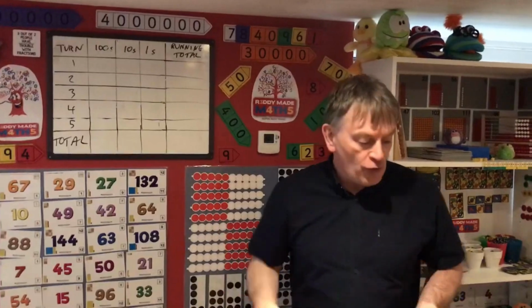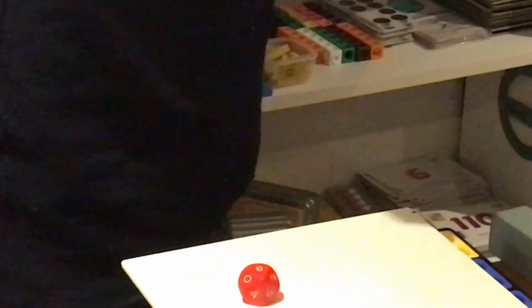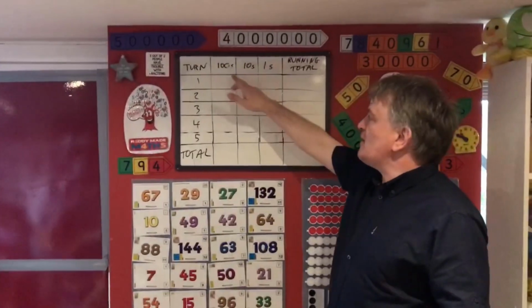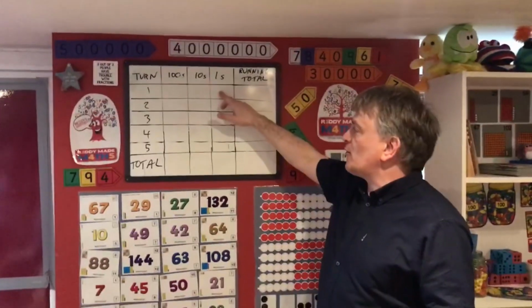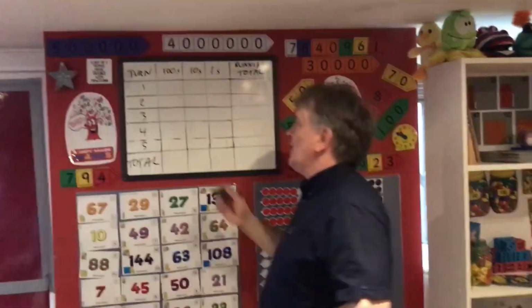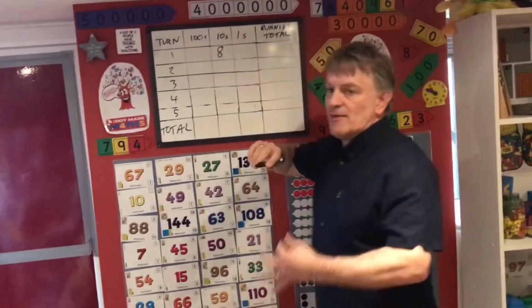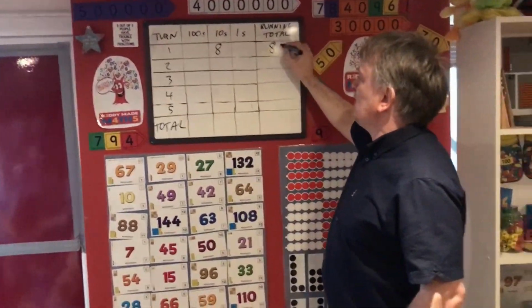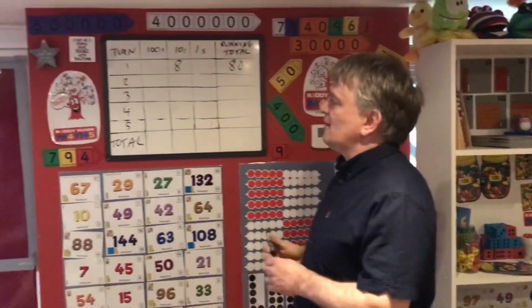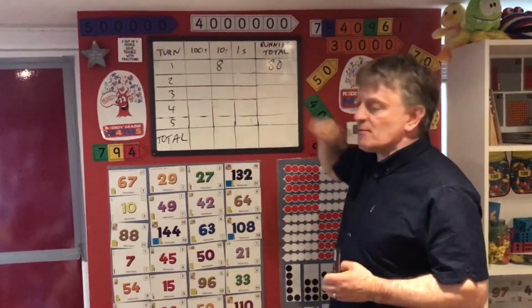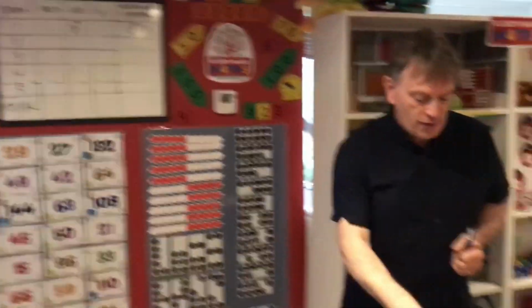So when I roll my first roll, and I've rolled an 8, I've got an option of 8 in the hundreds, 8 in the tens, or 8 in the ones. If I decide to put the 8 in the tens, that gives me a running total of 80. So 8 tens makes 80. Obviously what I'm trying to do is get as close as possible to 1,000 after 5 turns.